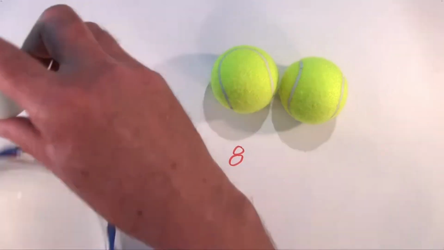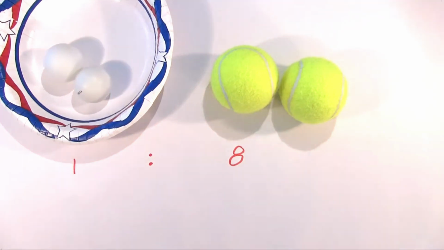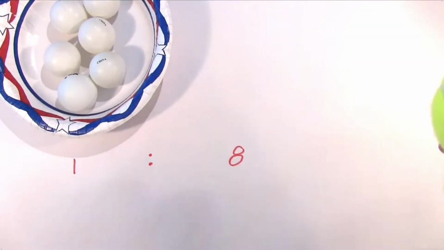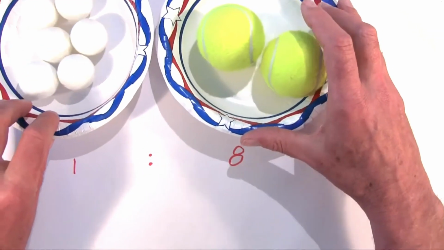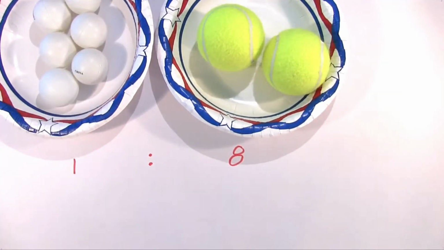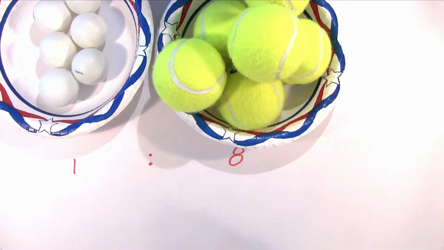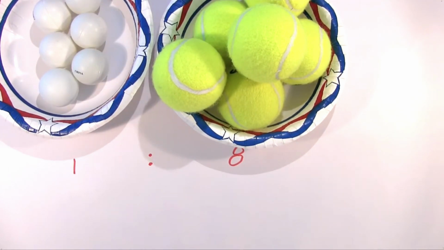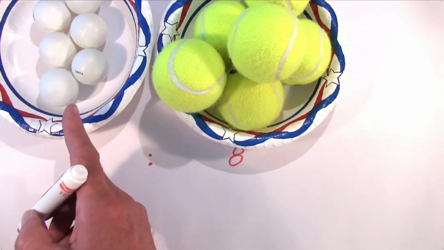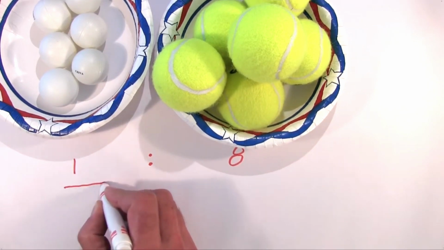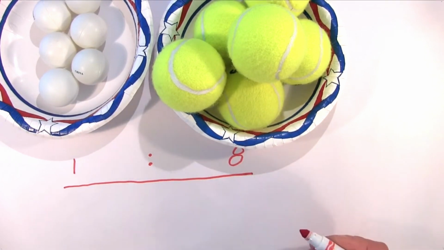Okay? What about if I had 6 ping pong balls and 6 tennis balls? What would the ratio of the masses be? It would still be 1:8. Okay? So the big takeaway here is that if I have the same number of ping pong balls as I do tennis balls, the ratio of their masses would always be 1:8.